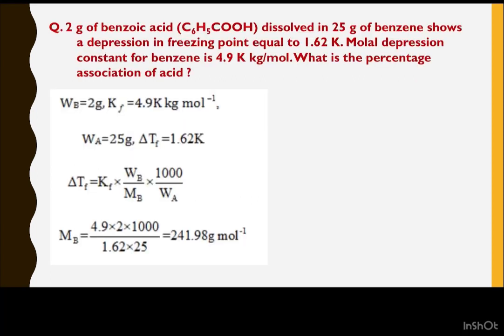Let's start with the numerical, a very interesting one. Many of my students keep telling me every year that these two numericals which are at the end of the chapter are confusing. So I am purposely taking them up here.